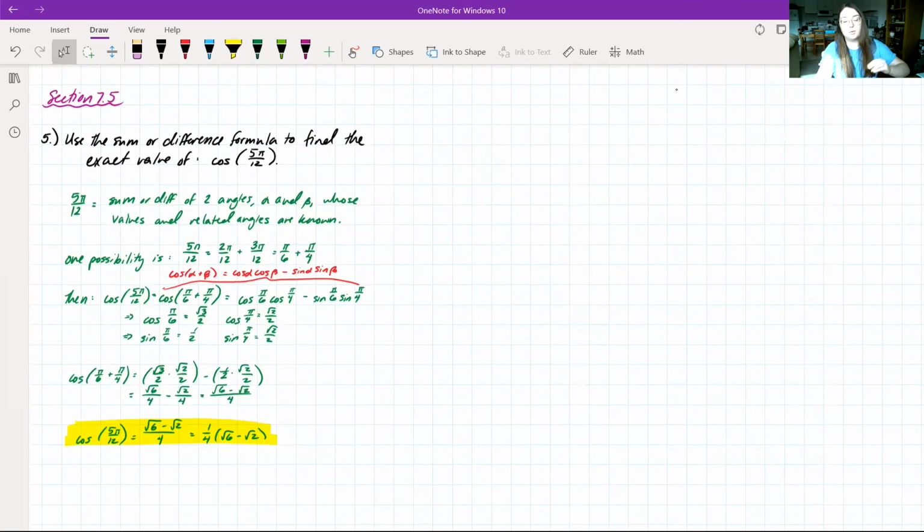So, all right. When using the sum and difference formula, it's really just being able to correctly pick out what two angles you need to use, and then just using the formula.